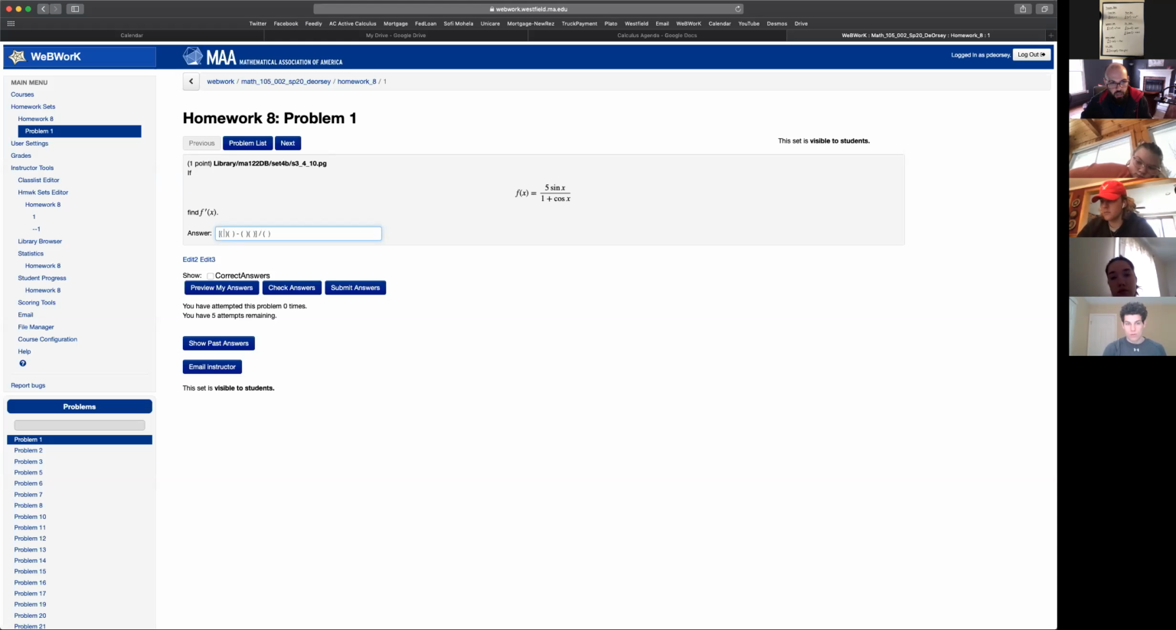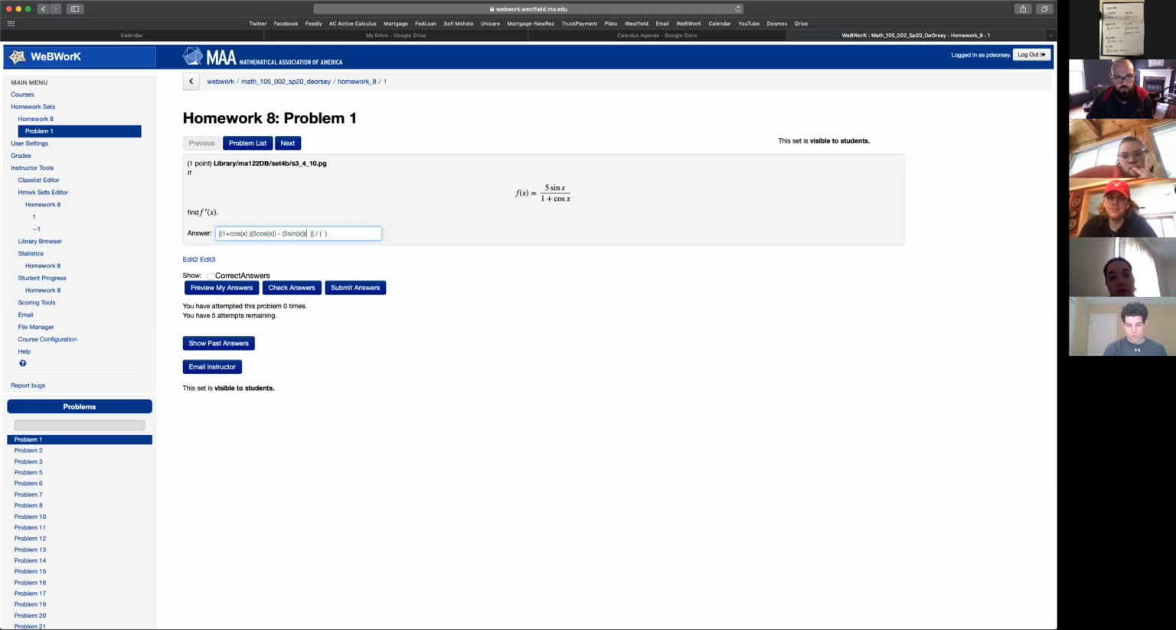Okay, so I would type in something like this, and as I'm going along, I say to myself, hey, low d high, right? So low, this is just going to be 1 plus cosine x. And then d high, right? So the derivative of 5 sine x is going to be 5 cosine x, right? So low d high minus high. I'm just going to leave this alone, not going to change anything.